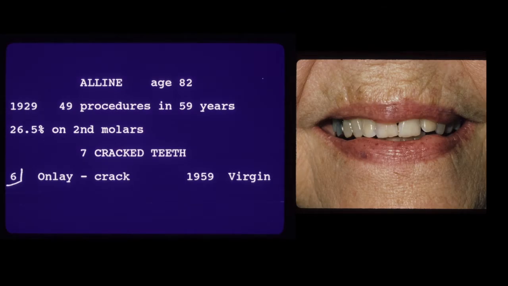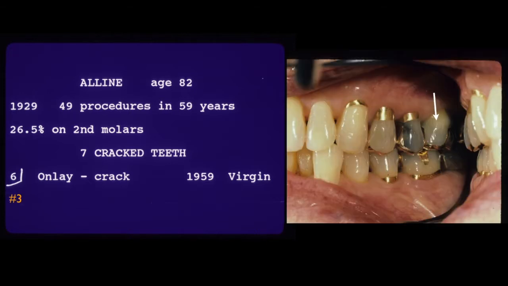This is Aline. She was 82 years old in 1988. She started with my dad in 1929 and had 49 restorative procedures in 59 years, 26.5% on second molars. Aline cracked 7 teeth. Number 3 cracked as a virgin tooth in 1959. She was 52 years old at the time, so that tooth was still doing fine in 1988, 29 years after the crack diagnosis.